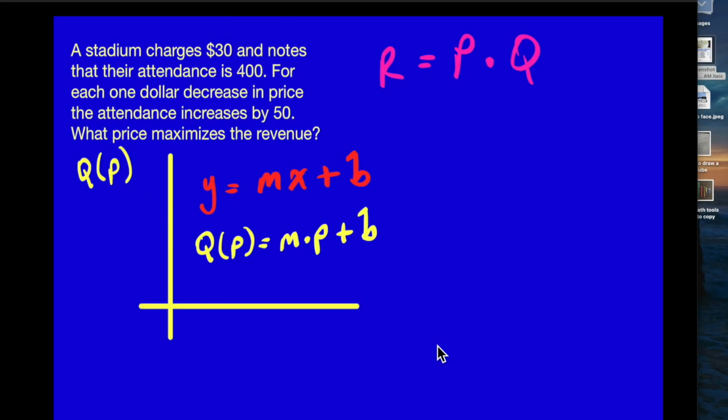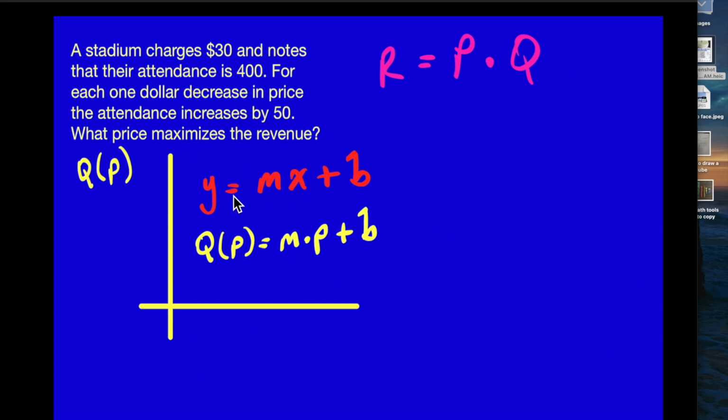In our next problem, we are told that when a stadium charges $30, the attendance, or quantity sold, is 400, and for each dollar decrease in price, the attendance increases by 50. So folks, we're going to use this revenue equals price times quantity. In this case, it's price times attendance. And we're going to find Q as a function of P. Because then when we multiply P by this expression, which is going to contain P, we're going to get P squared and have a quadratic function, and then we can find the vertex, which is always the goal when you see words like maximize or minimize.